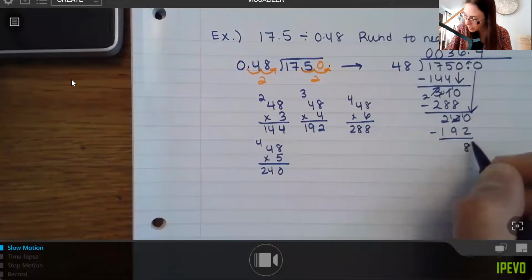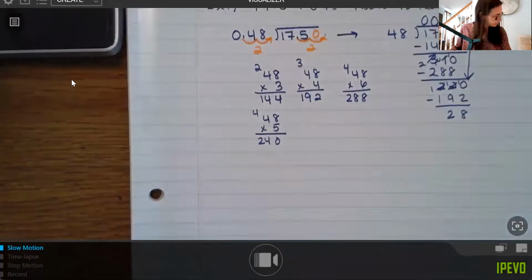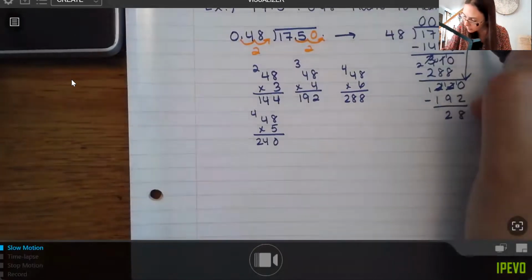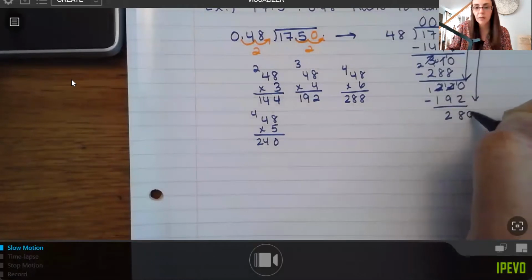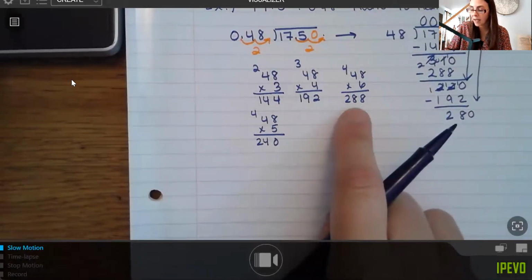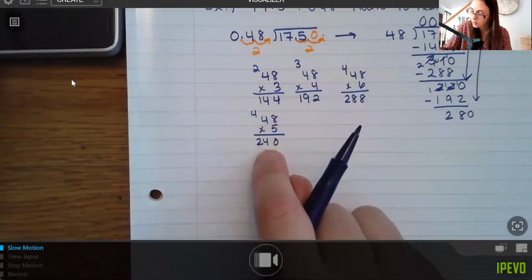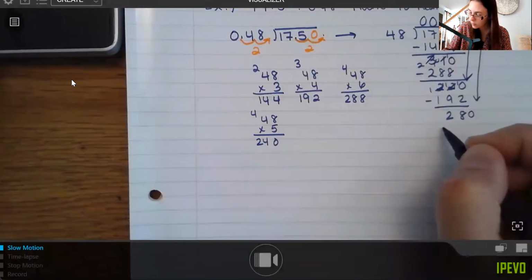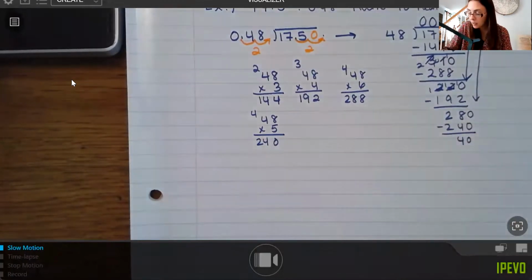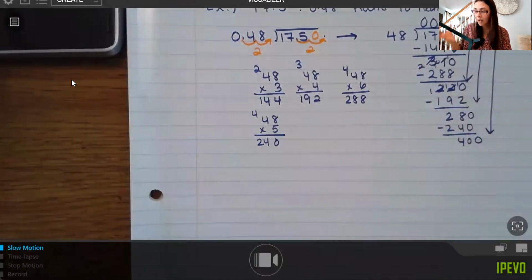I'm going to do my subtraction. I have 28. Now I'm not done. I'm going to bring down another 0. So now I have 280, and I already did 288, and I saw that that was too big, right? 288 is too big, so it must be 5 then. So this is going to be a 5 here. So I have the 240 already done. Subtract and get 40. Still not done. Let's attach another 0. So now I have 400.